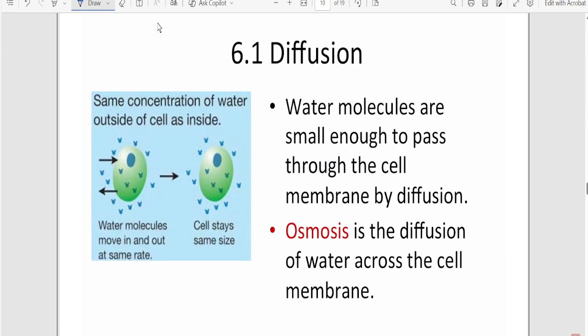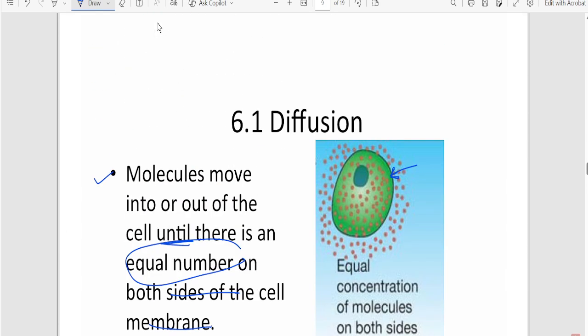Now, first let's talk about what are the factors that can affect diffusion in cells. So the first factor is concentration gradient. The bigger the difference in concentration, the faster diffusion will occur.